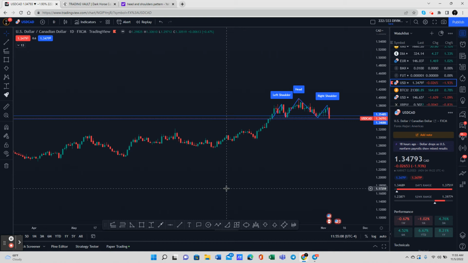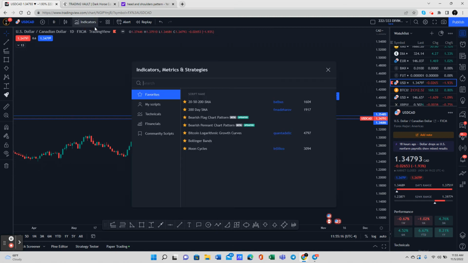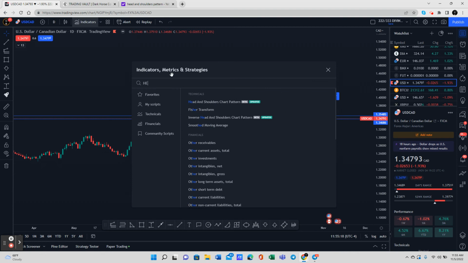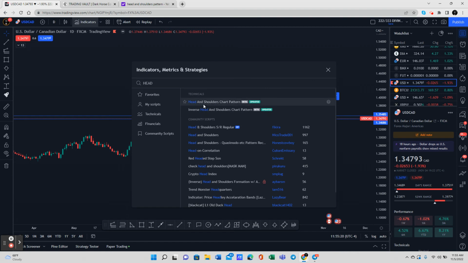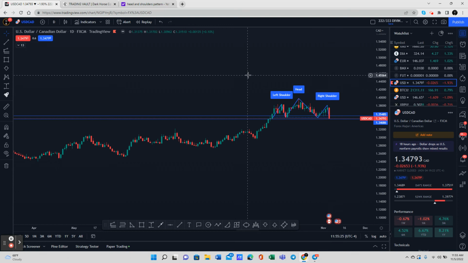I'm on a US dollar, Canadian dollar on a daily chart. We're going over a simple head and shoulders. If you want the indicator, go in, indicators, TradingView, there you go, head and shoulders. And you can do the inverse. But more importantly, you need to know how to recognize this pattern without the indicator as well, because the indicator won't catch everything.